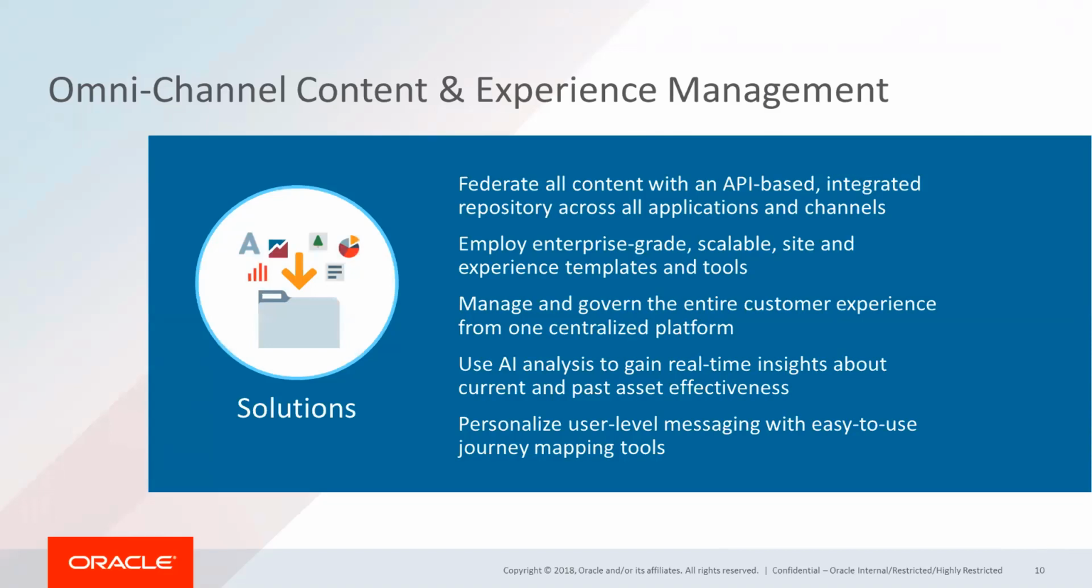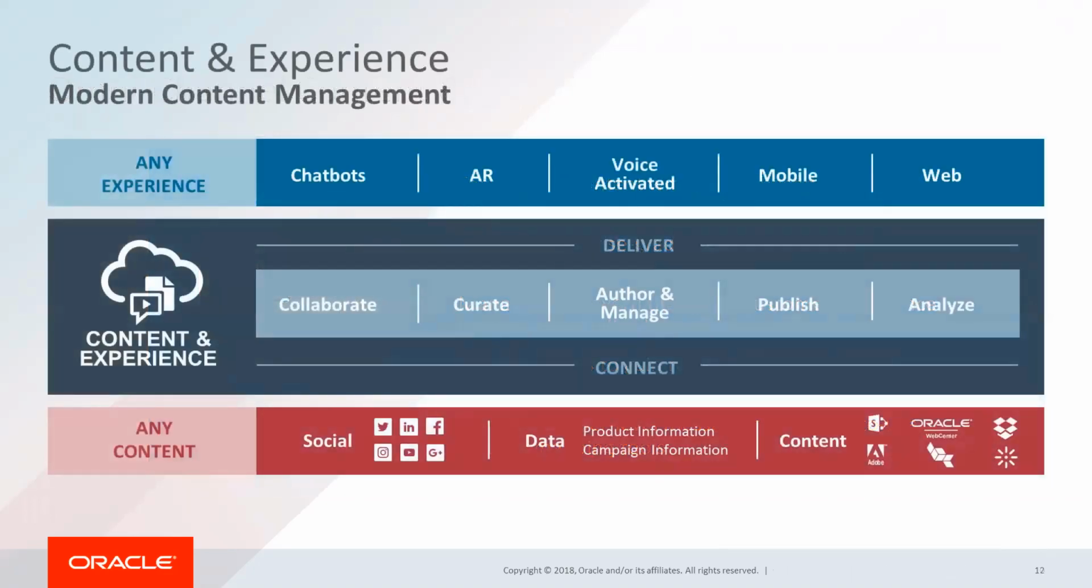And if you look at it in the hierarchy or the terms of what we call a marketecture, next slide, you'll see this is kind of how we look at it. You have this content and experience here in the middle that's really driving that delivery and connecting all those pieces. So any content there on the bottom, whether it's from social, data, or content, including WebCenter, Adobe, Box, all these other things, and then any experience there in the top. So you're able to collaborate, curate, author, manage, publish, and analyze all this through content and experience and really provide a true headless fashion for customers. Go ahead, you can go to the next slide.